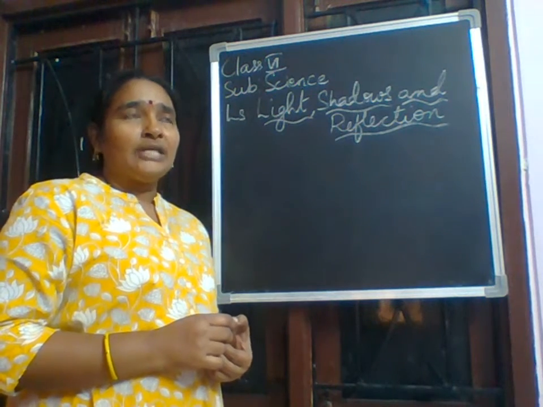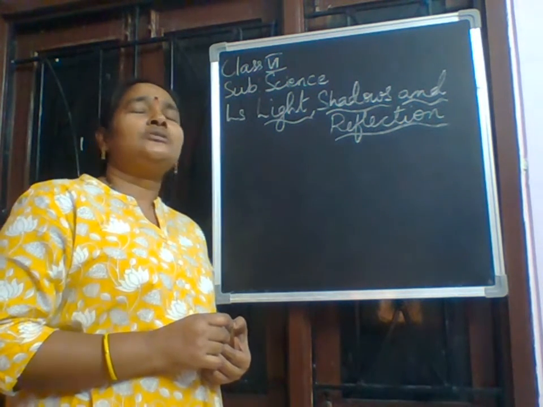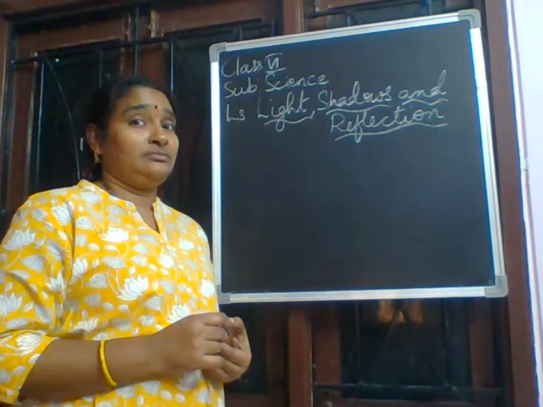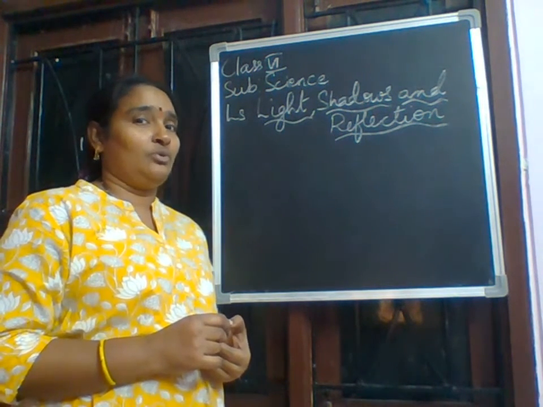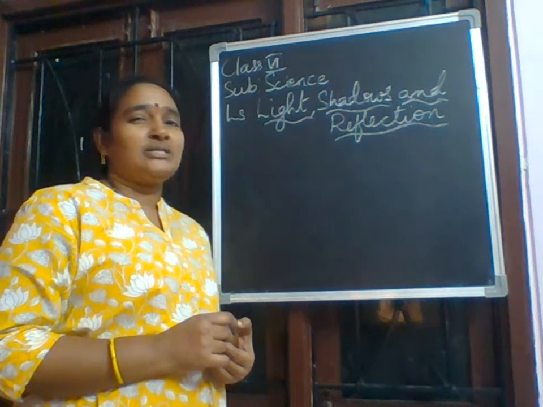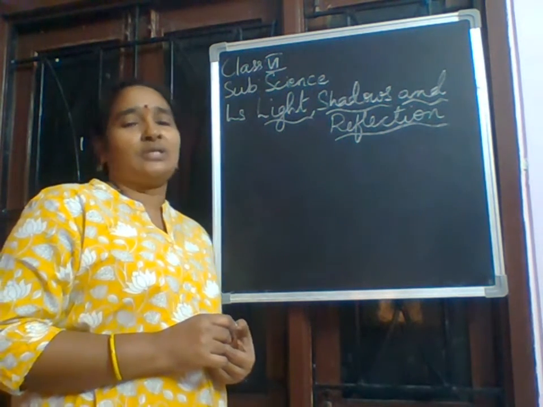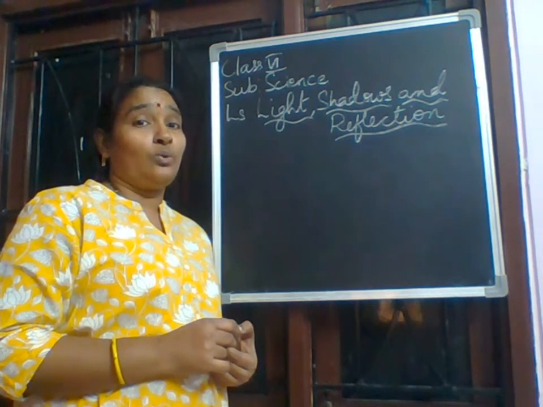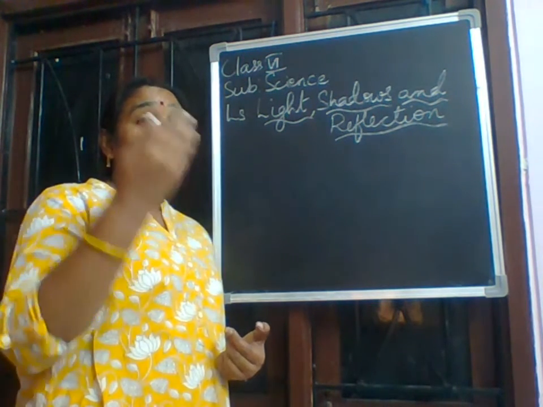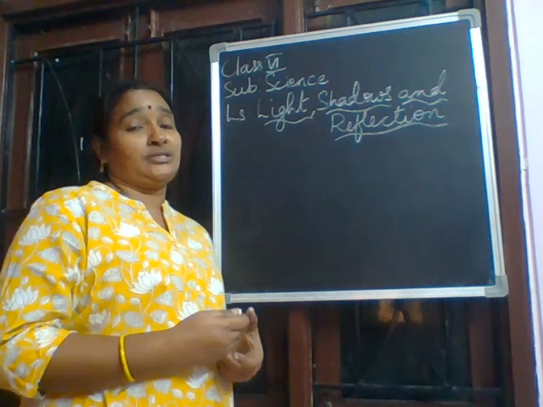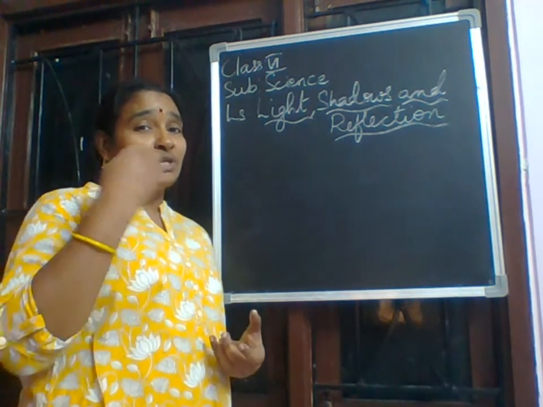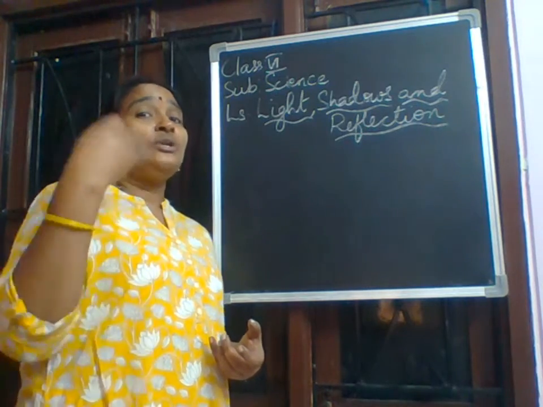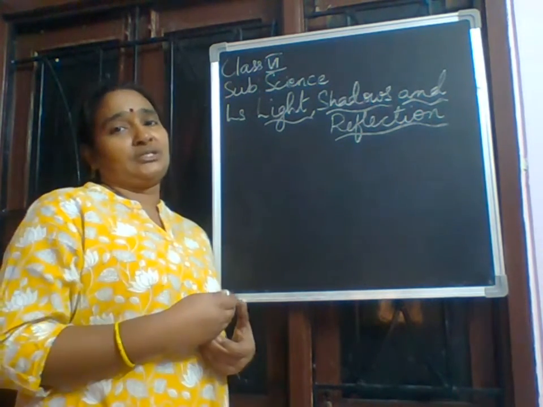Just imagine yourself. Can you see things in the dark? No. You will be telling your mother, please light a candle, I am unable to see. Why? Because we cannot see on our own unless light falls on our eyes. Only when our eyes receive the light can we see other objects.